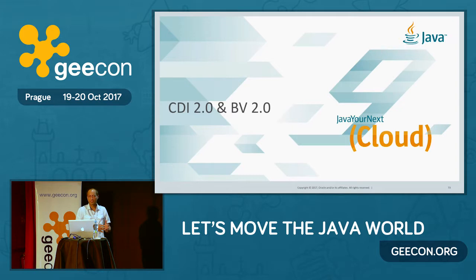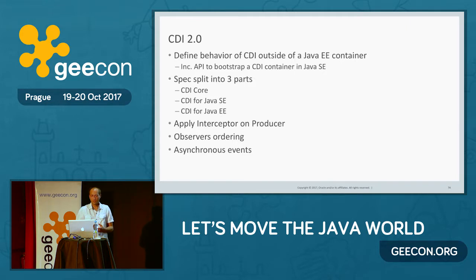As I've mentioned at the beginning, one of the goals was some CDI alignment and CDI related improvements. So with CDI 2.0, a few more things came in. First thing and most important one is that the API or the spec has been split into three parts. So the Java SE and EE versions of the spec are split and based on, or extending, some core.